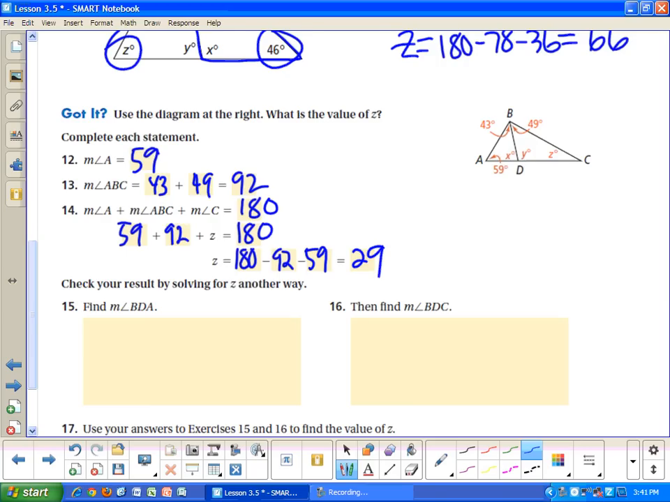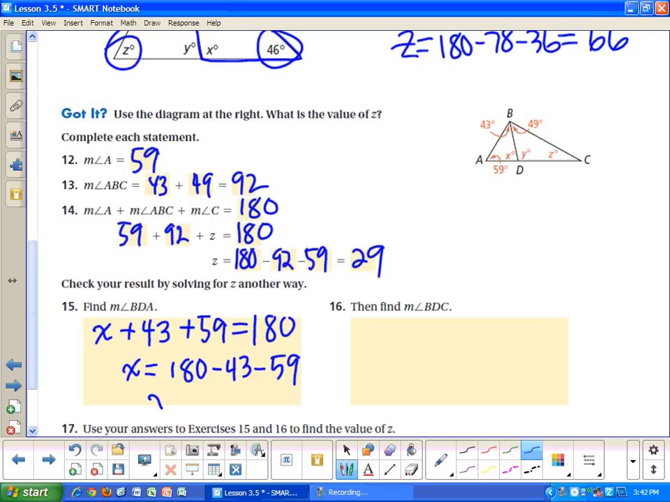We can solve for z another way, and that's a good way to check our work. Another way to do it is to find the measure of angle BDA. And to do that, we get x, 43 and 59 have to add up to 180. Solving that, we get x is equal to 180 minus 43 minus 59, which is 78.